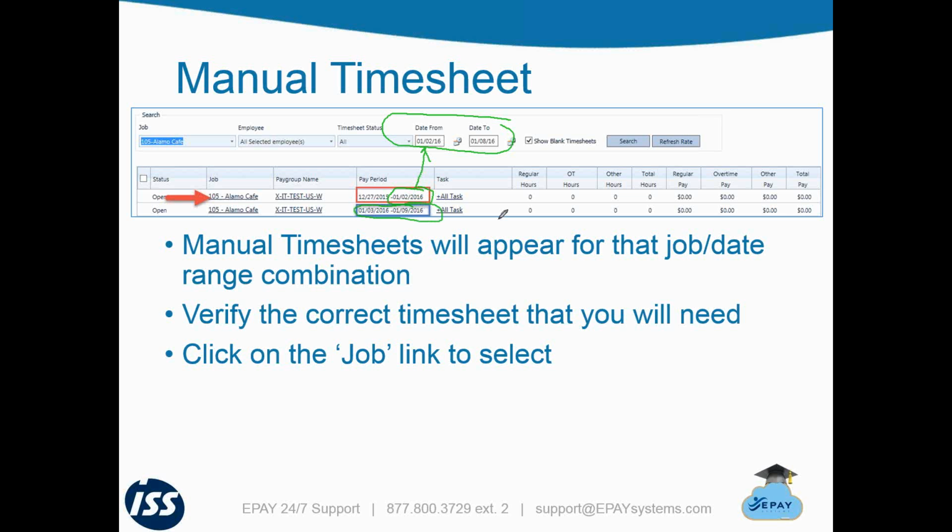Now, there's nothing wrong with that. All you're going to have to do is be vigilant that you pick the right timesheet to enter time for. In this case, notice that the one in the red is probably the one I actually wanted to work with. I can then click on that particular timesheet and continue on. The key here is, once you go to the screen, verify that you have the correct timesheet that you will need, and then click on the job link to select it.